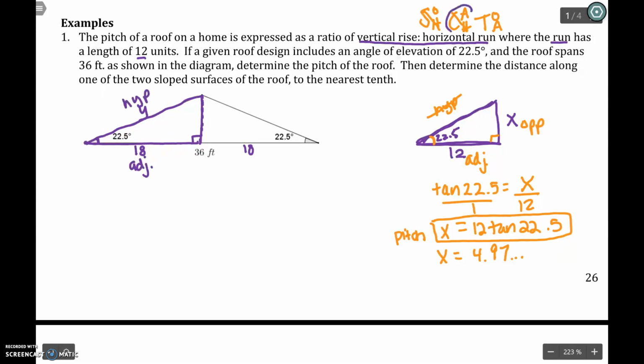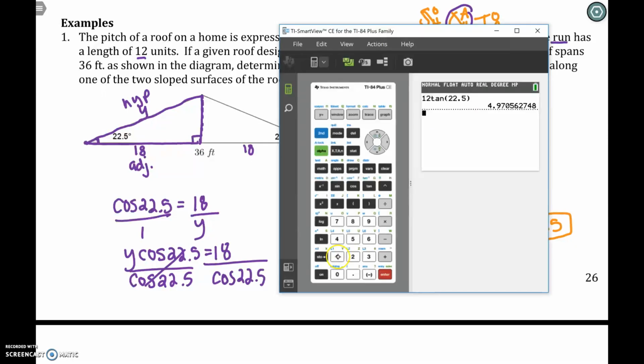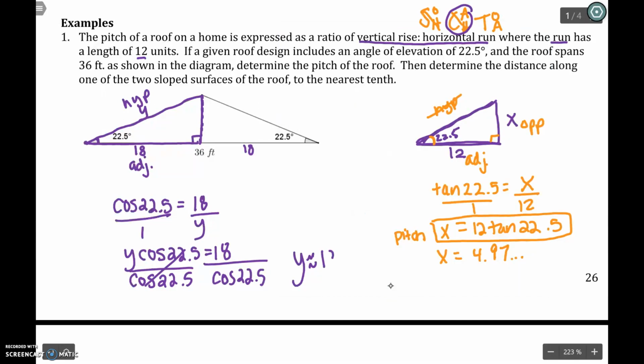So adjacent and hypotenuse is cosine. So cosine for 22.5 is equal to the adjacent over the hypotenuse. We're going to cross multiply and do y times cosine of 22.5 equals 18, and then since y is not isolated yet, I need to divide by the cosine 22.5 on both sides. And then y would be 18 divided by the cosine of 22.5, and that's 19.48, which to the nearest tenth would be 19.5 feet.